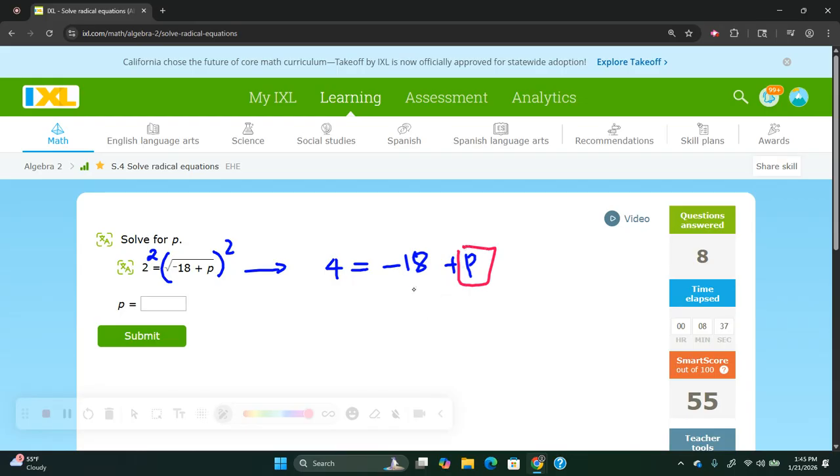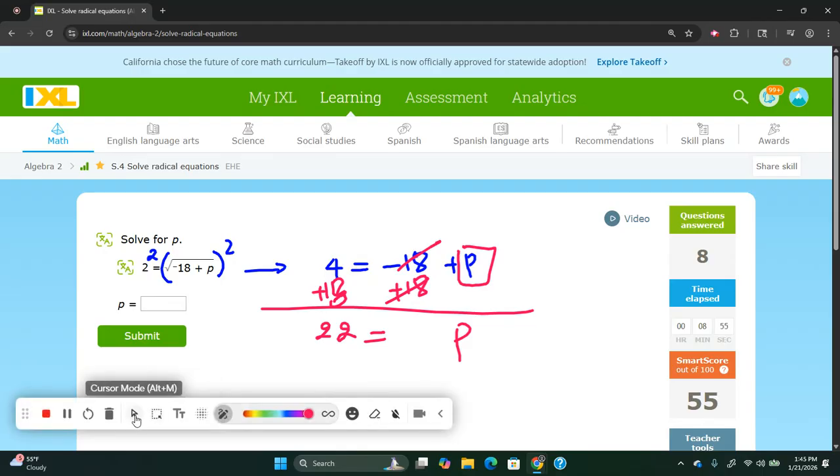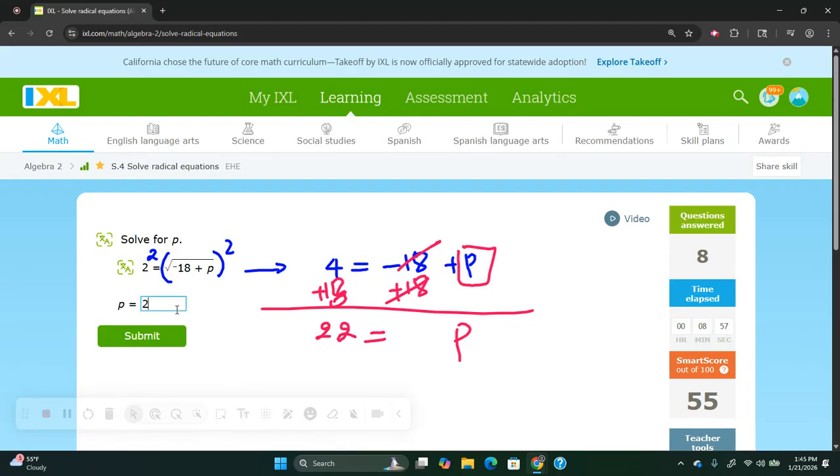So the p needs to stand alone. You don't want negative 18, so plus 18 on both sides. Okay, so now 4 plus 18, that's a 22. Okay, so p is the only thing on the right side. These two already cancel out. Okay, so p equals 22.